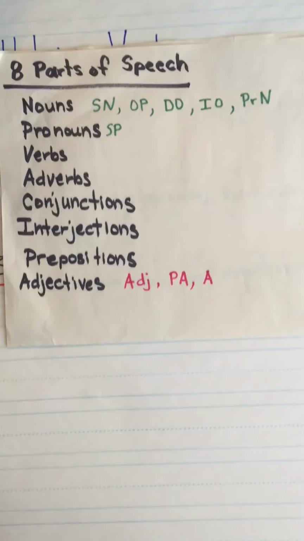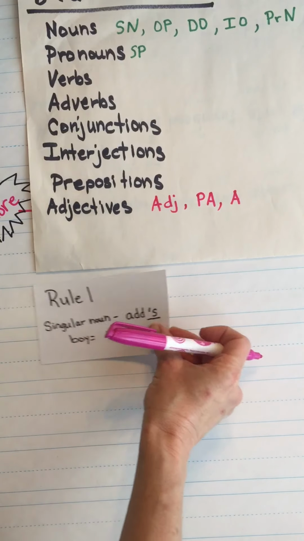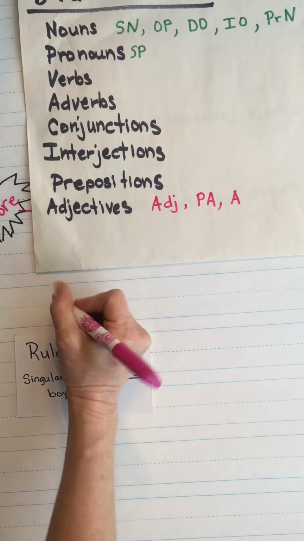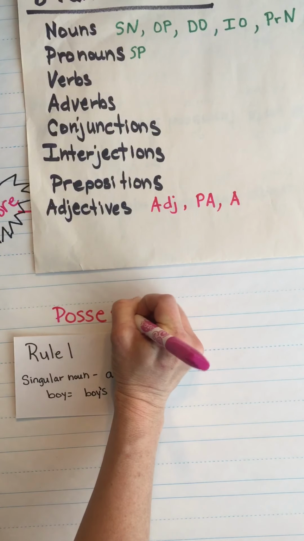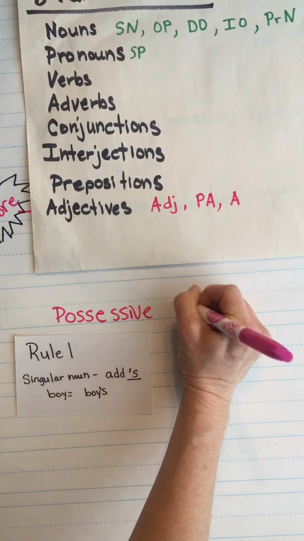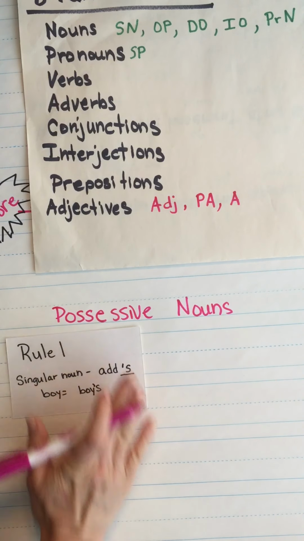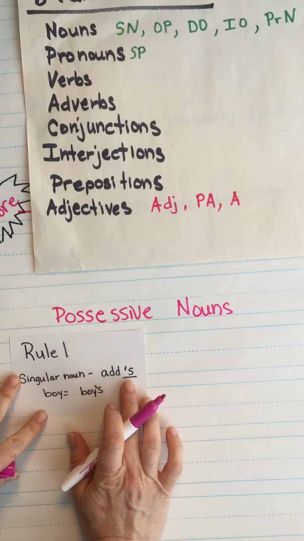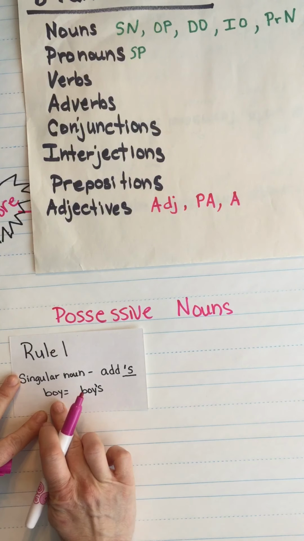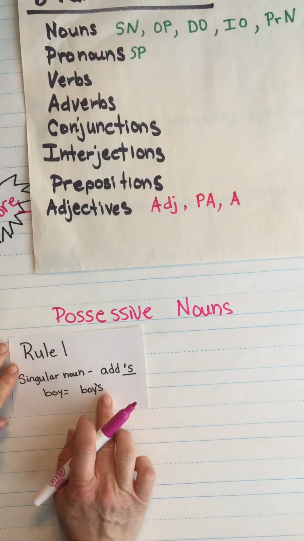Okay, so before we grade our paper today, I'm going to start by going over a little review of when we have possessive nouns, okay? Our rule 1 says, when you have just a singular word, you just add an apostrophe S. So here is boy. If it's the boy's toy, you have apostrophe S.